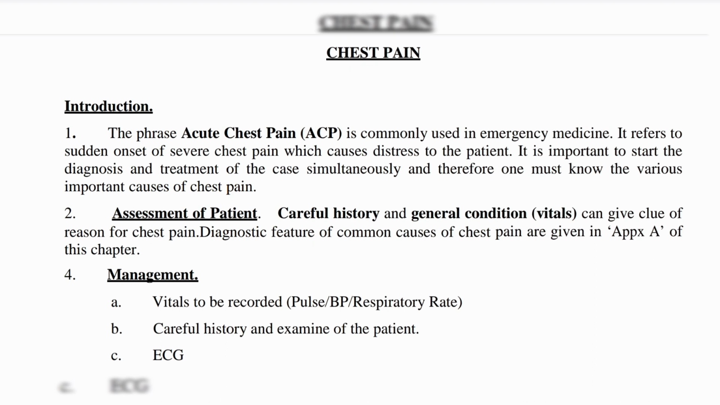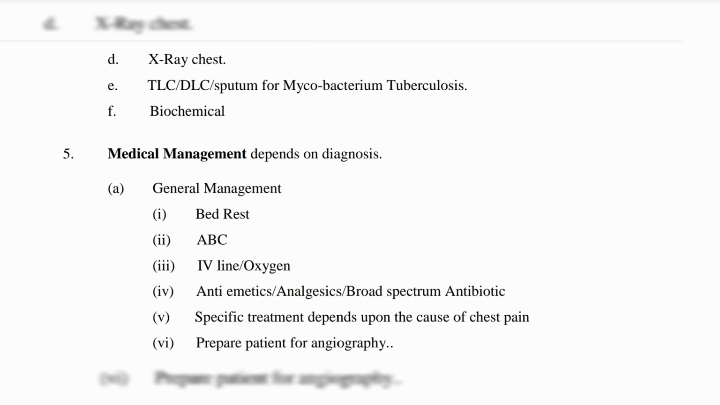2. Assessment of patient: careful history, general condition, and vitals can give a clue to the reason for chest pain. Diagnostic features of common causes of chest pain are given in Annexure A of this chapter. 4. Management. A. Vitals to be recorded: pulse, BP, respiratory rate. B. Careful history and examination of the patient. C. ECG. D. X-ray chest.